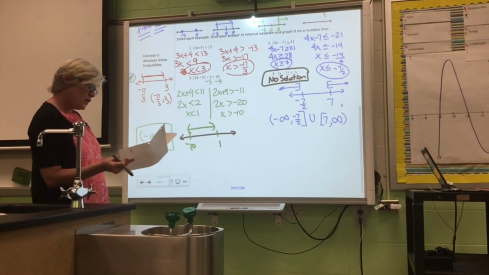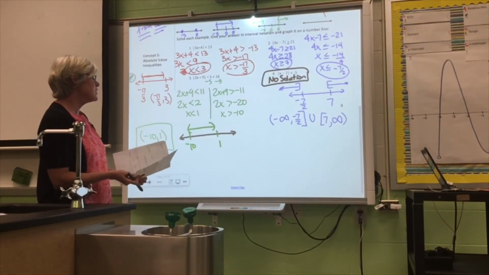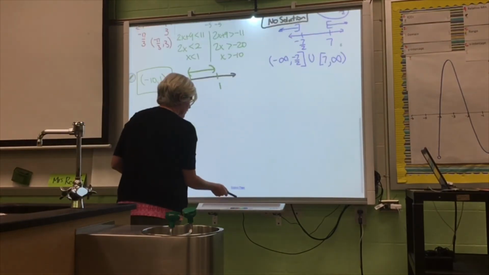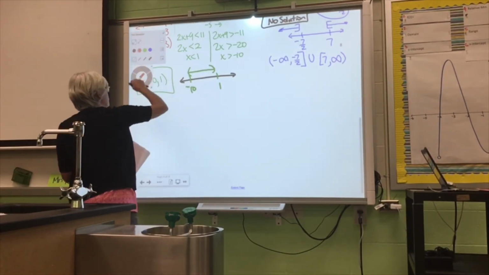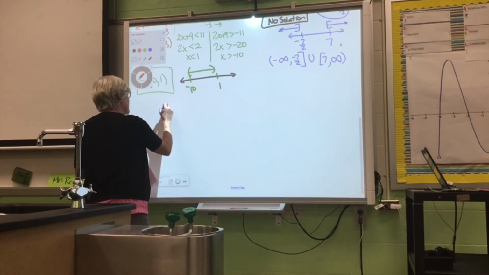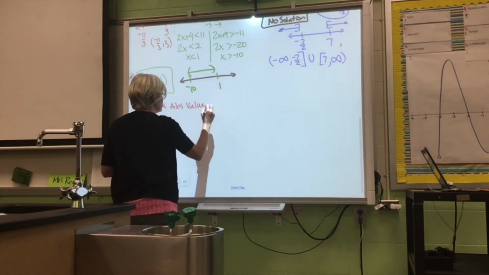Okay, once again, I don't think we have any space here for a summary. It might be worth summarizing because I feel like we've done a lot of things. You may or may not have room for a summary. If you're going to write a summary, I think some things that you would need to write are that absolute value usually has 2 solutions.